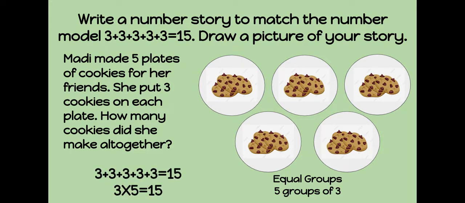And so then again, we have the same number model. So we can show a number story 2 different ways. We can show with an array, or we can show making equal groups.